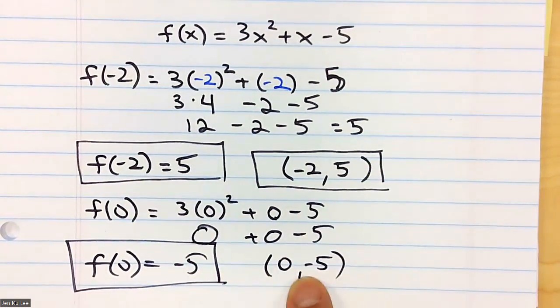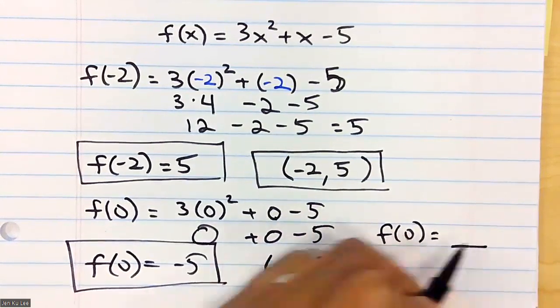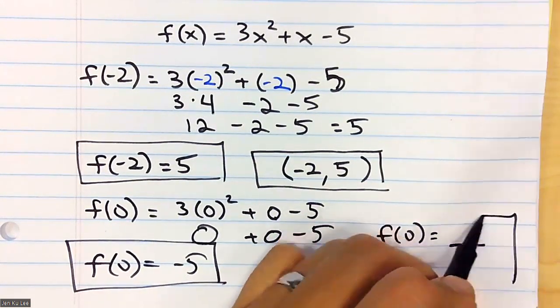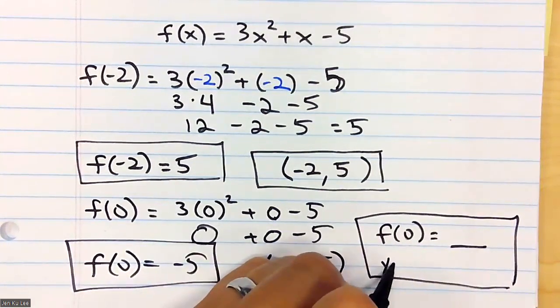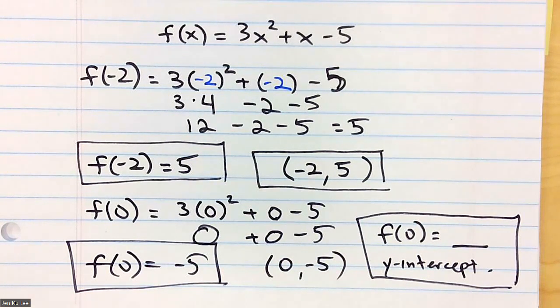Right? What is this point graphically? 0, comma -5, yeah. But what is it called? Yeah, it's a y-intercept. So whenever you're getting f of 0 of something, whatever it is, this is your y-intercept. Okay. All right. Questions on that? Pretty simple, right?